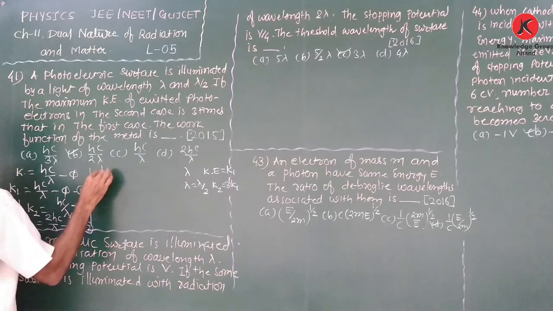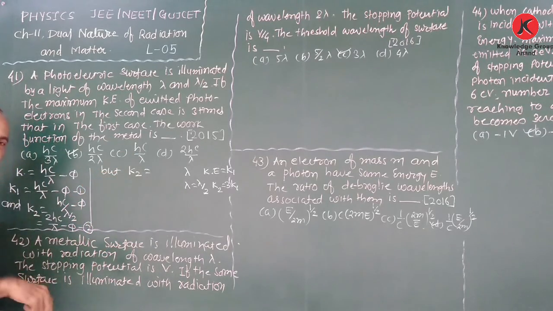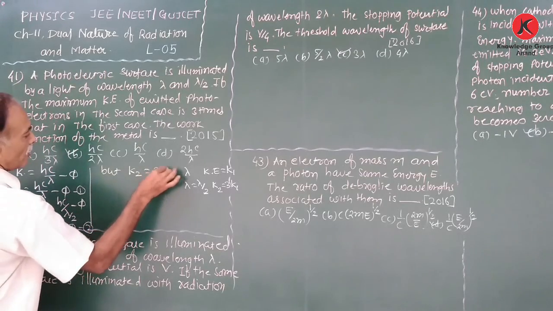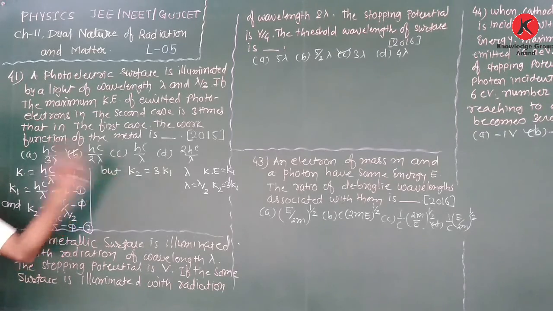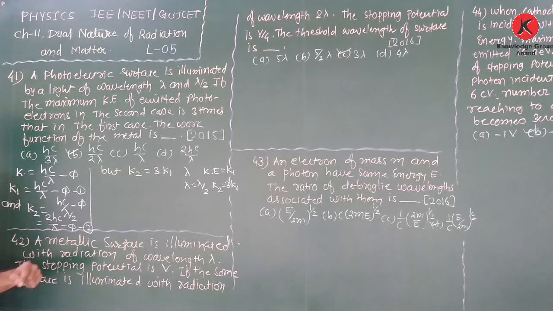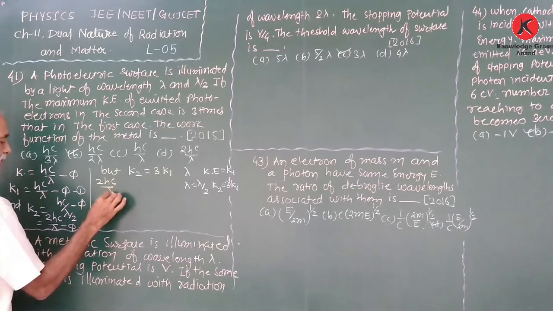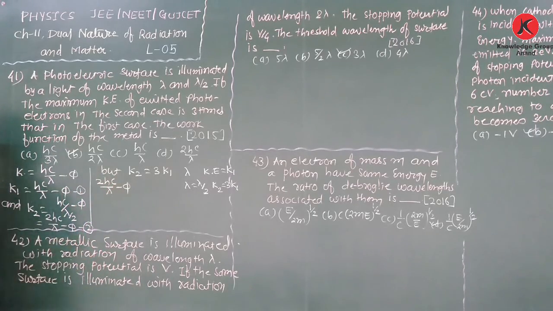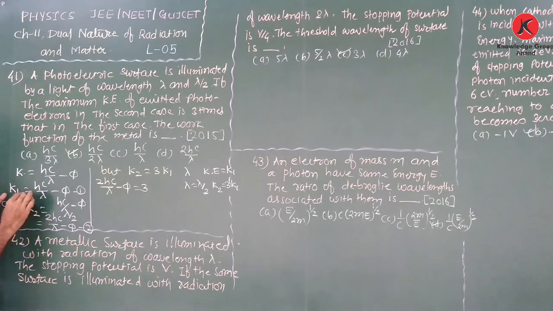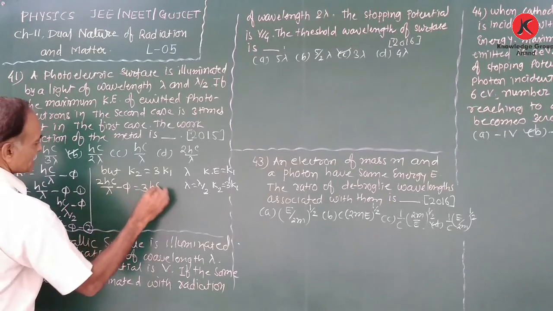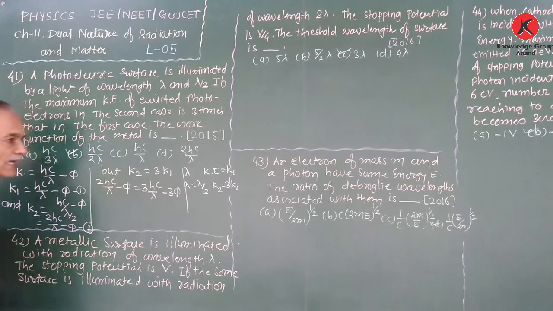But we know that the kinetic energy in the second case is 3 times the kinetic energy in the first case. Substitute the values of K2 and K1. K2, which is 2hc upon lambda minus phi, is equal to 3 times the value of K1. That means 3hc upon lambda minus 3 phi.